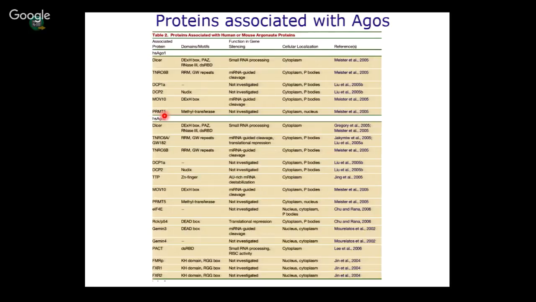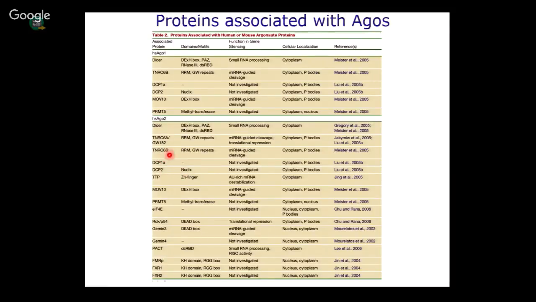Also, because we want to know the RISC components, people identified proteins associated with AGOs. For AGO1, people found Dicer, DCP, and MOV10; those proteins interact with AGO1. For AGO2, a lot of other proteins interact, like GW182 or TNRC6A. I mention that because later we will talk about those proteins in the microRNA mechanism, because they bridge the microRNA to the decapping and deadenylase complex.